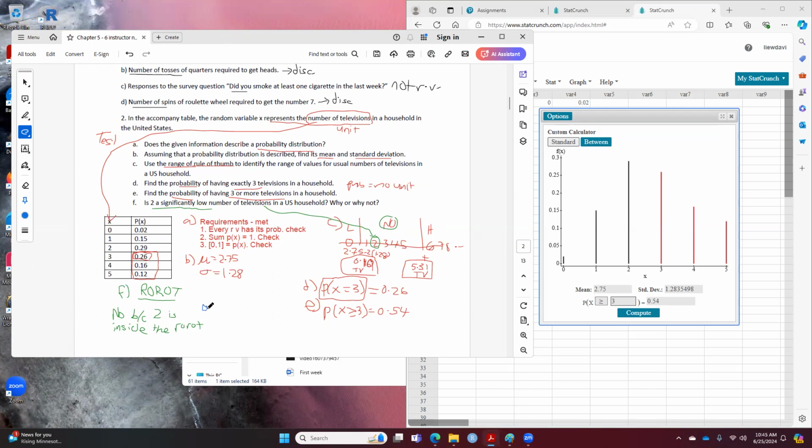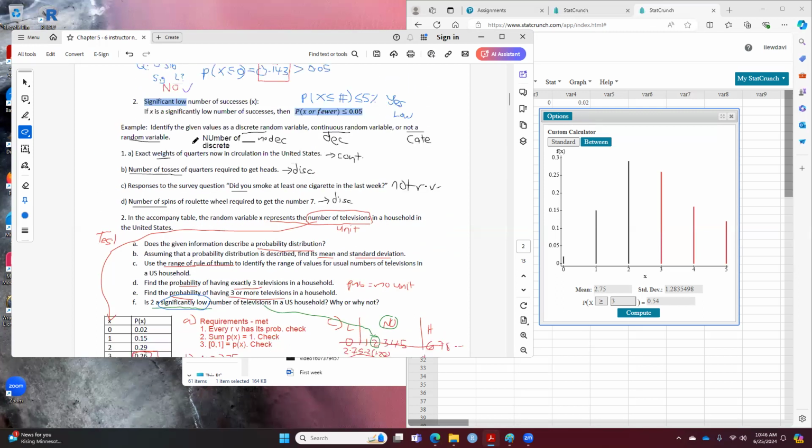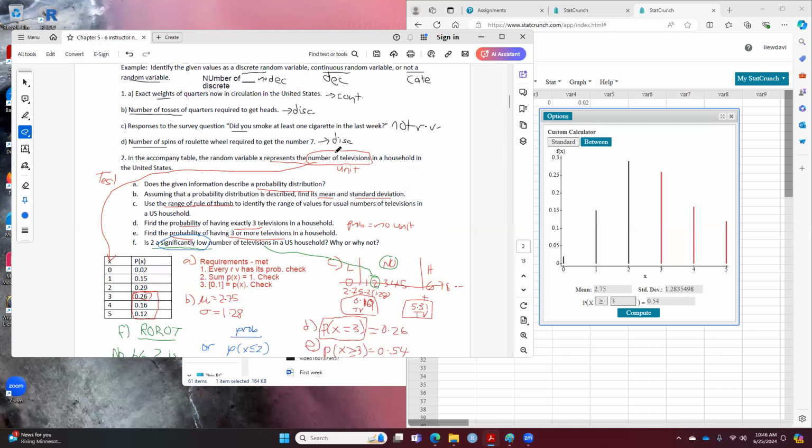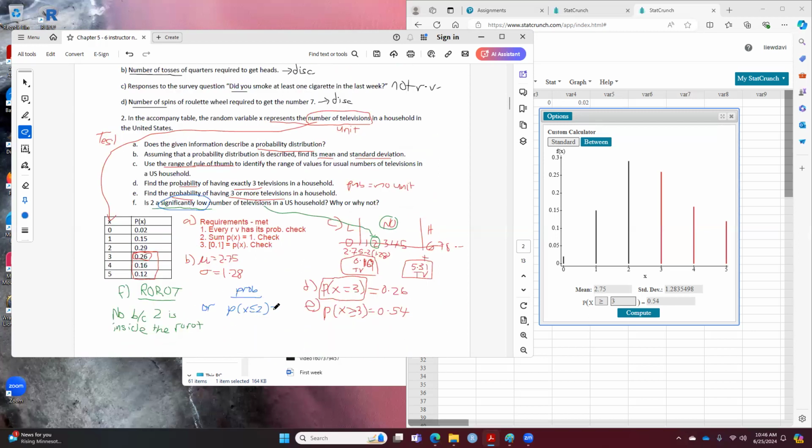Or if you do not want to use the range rule of thumb, you can use probability. Okay. So in order for us to do the probability, you do P(x) is less than or equal to 2. The reason why we use less than or equal to 2 is because of the words significantly low. Okay. So when you do the significantly low, we use x is less than or equal to a number, in this case 2.